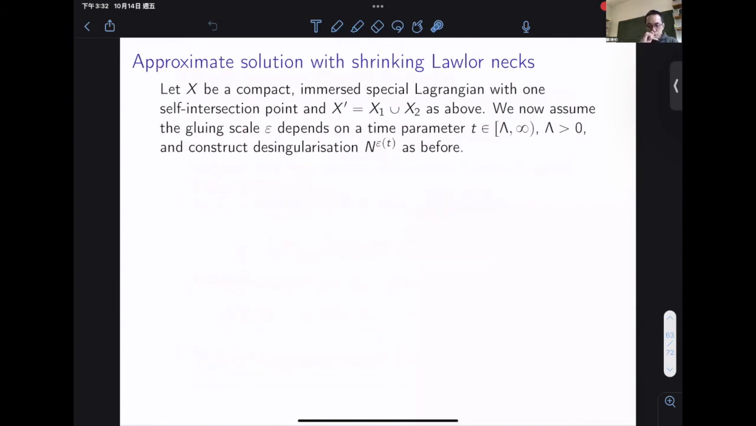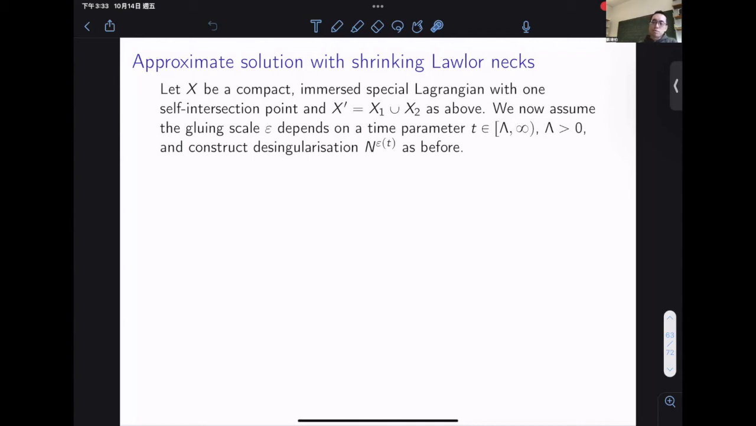So we use the setting of the previous slides. Namely, we have a compact immersed special Lagrangian with only one self-intersection point, and X prime has two connected components as before. And we assume that the tangent planes at this self-intersection point satisfy the angle condition that the sum of the angles is equal to pi, so that we can desingularize the self-intersection point using the Lawlor neck.